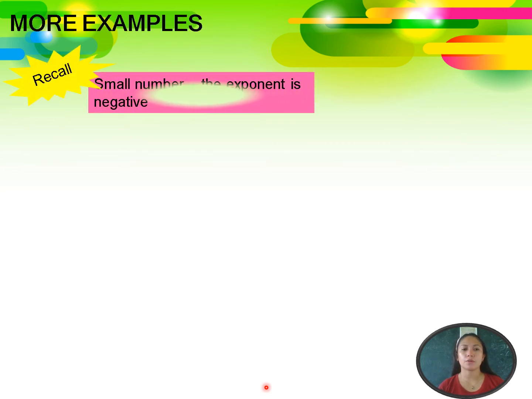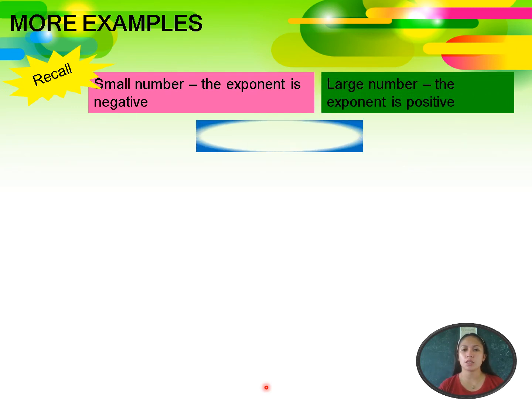So always remember that for small numbers, the exponent is negative. For large numbers, the exponent is positive. And the scientific notation should be in the form a times 10 to the power of n, where your a should be greater than or equal to 1, but less than 10. And this 10 here is constant, and n is the exponent, or it's the number of movements.